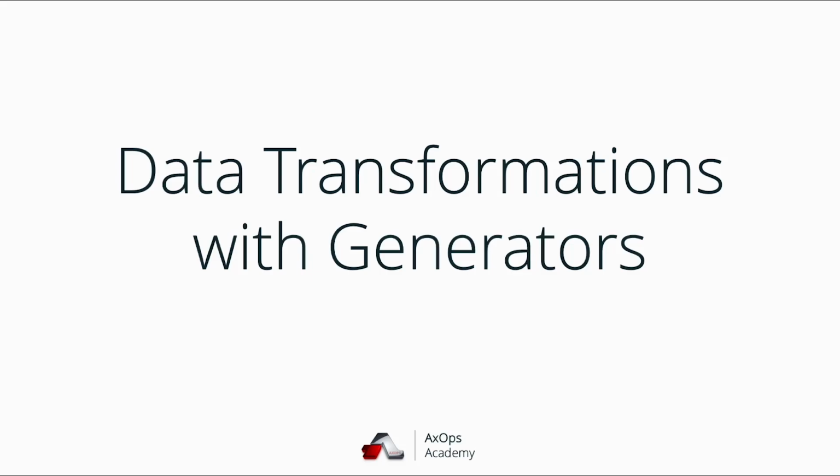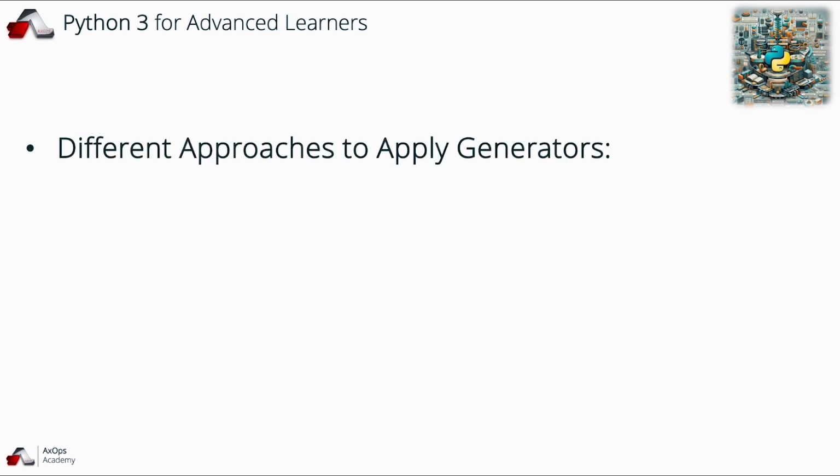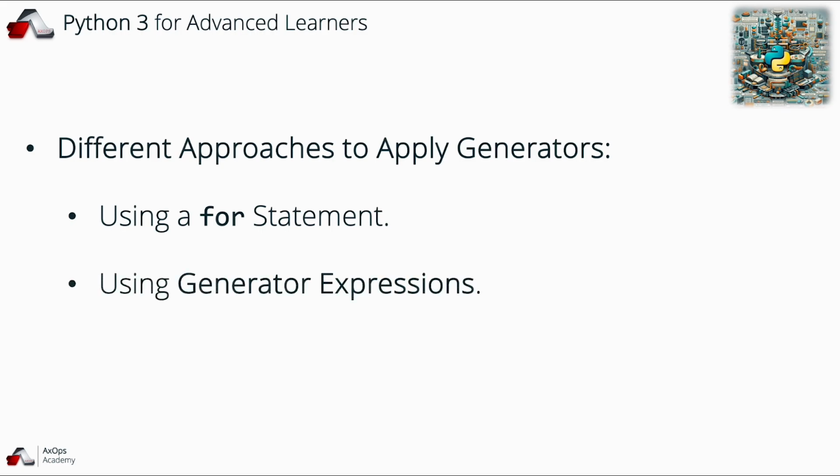In this short lecture, we'll build on the knowledge you've gained so far in the generator functions and expressions lecture. Specifically, we'll go through a few different approaches to using generators, as well as when to select which approach, depending on the problem you're trying to solve. In general, there are three approaches you can take. The first one is using a for statement, the next, using generator expressions, and the third, using the map function.